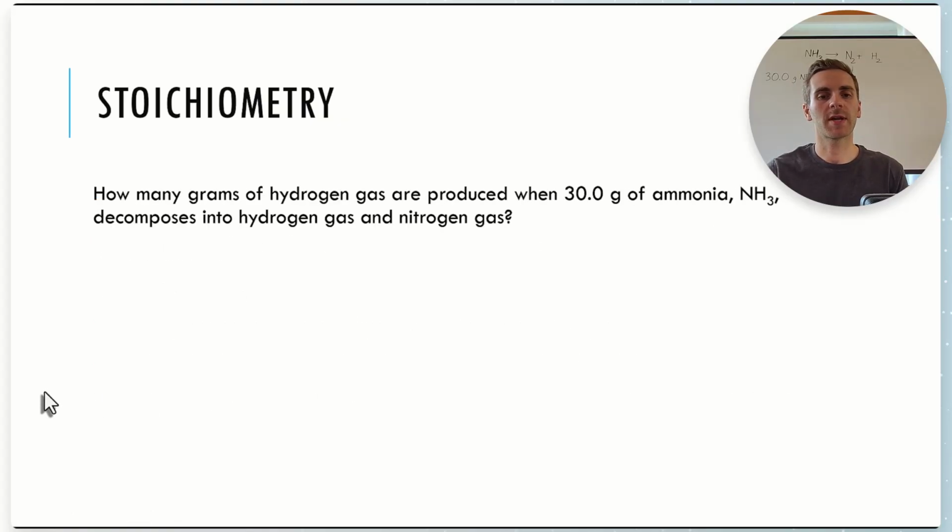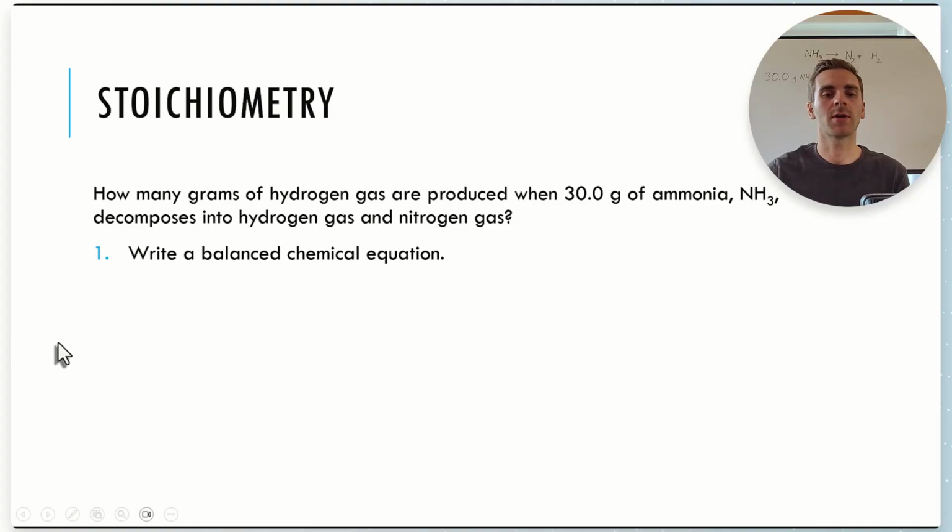So how many grams of hydrogen gas are produced when 30 grams of ammonia, NH3, decomposes into hydrogen gas and nitrogen gas? First, we recognize that this is going to be a stoichiometry problem because we're converting from the amount of one substance, NH3, into the amount of another substance, hydrogen gas. So the first thing we have to do is write out a chemical equation and balance it.